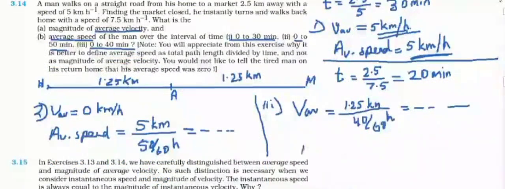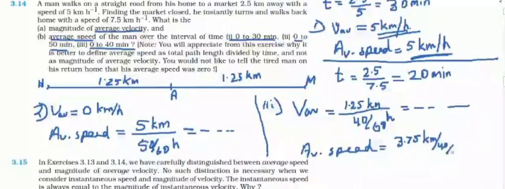Now, next, average speed is total distance divided by total time. Total distance: he took 2.5 kilometer to reach the market, then returns back to A, that means 1.25. The total 2.5 plus 1.25 is 3.75 kilometer. So 3.75 kilometer divided by 40 by 60 hours. Simplify, you will get that.